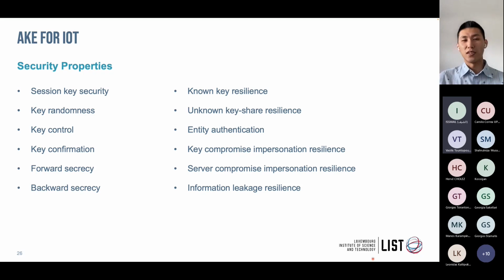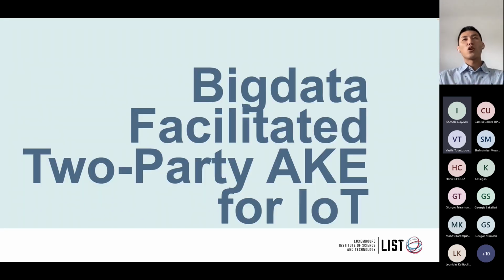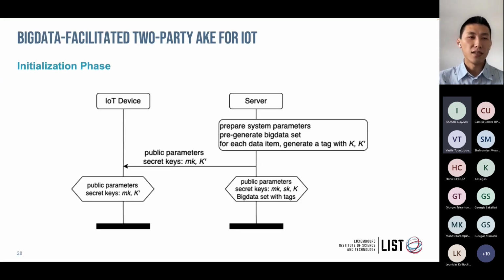Well, with those properties, how can we design an authenticated key exchange protocol for IoT? Here I will show you a simplified version of Big Data Facilitated Two-Party Authenticated Key Exchange for IoT, which was published last year. In the initialization phase, which means offline, the server first prepares some system parameters, and also generates a big data set, which means that in this protocol, we use big data as one of the authentication factors.